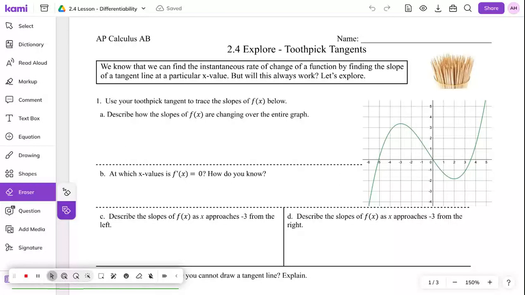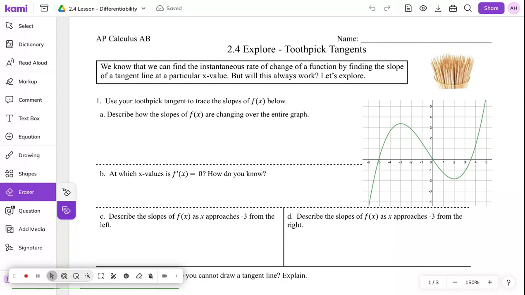Hassler here. I wanted to get you started on this lesson because you have toothpicks. Every one of you should have your own toothpick. You're going to be using those toothpicks to act as tangent lines along your curve. The idea is that you're going to move that toothpick along your curve so you can see how the tangent lines are going to look different in different parts of that curve.